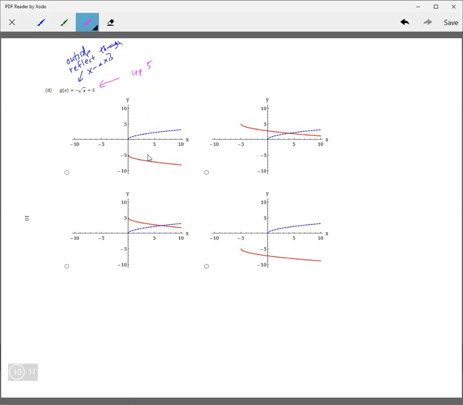Okay, so reflect through the x-axis. Basically, this is the original one, and you're going to reflect that through the x-axis because this is outside. So instead of going up like that, it's going to be coming down like that. And then you're going to shift that up by 5. So you're going to end up with this one right here. So reflect that and then pull it up by 5.